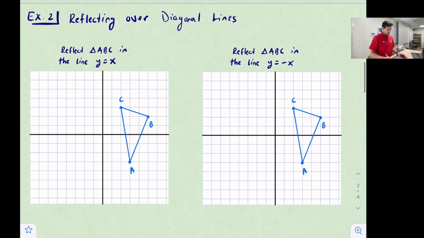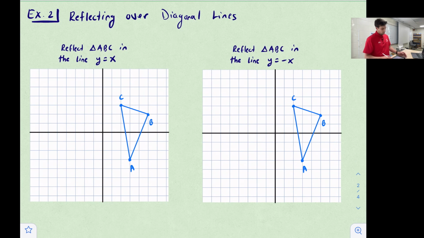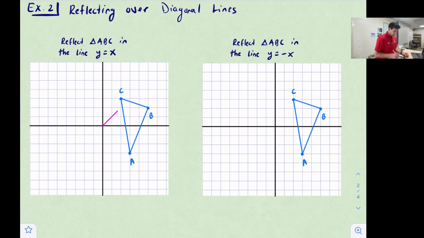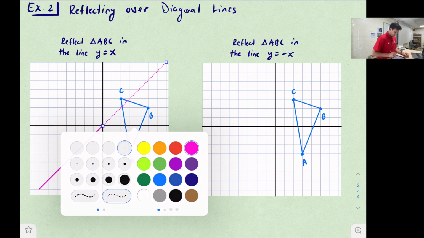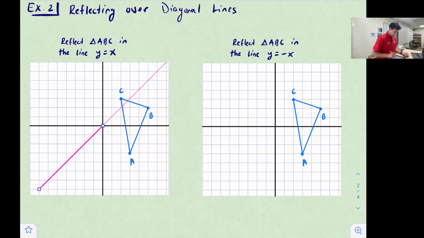Now we can also reflect over diagonal lines, and in particular we can reflect over the line y = x or y = -x. y = x is a diagonal line that goes through the origin because the y-intercept is 0, and it has a slope of 1. So I'm going to draw my line here, with a slope of 1, so there's part of it, and here's the other part. Let's make these dashed again, and then we're going to reflect.